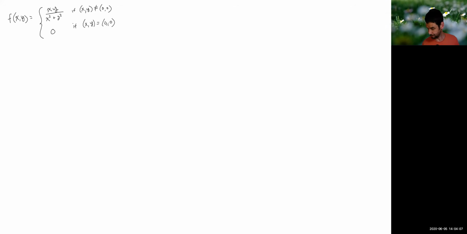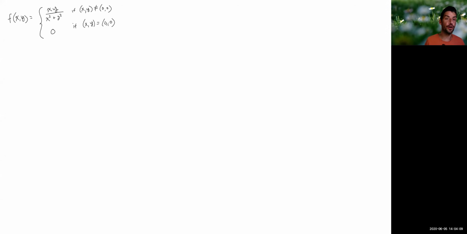So let's begin with the function. I'm going to define a function for you here. This is a fairly classic example of this stuff breaking down. It's going to be a piecewise function: xy over x squared plus y squared if we're not evaluating at the point 0, 0, and the function is equal to 0 if (x, y) is the point 0, 0.